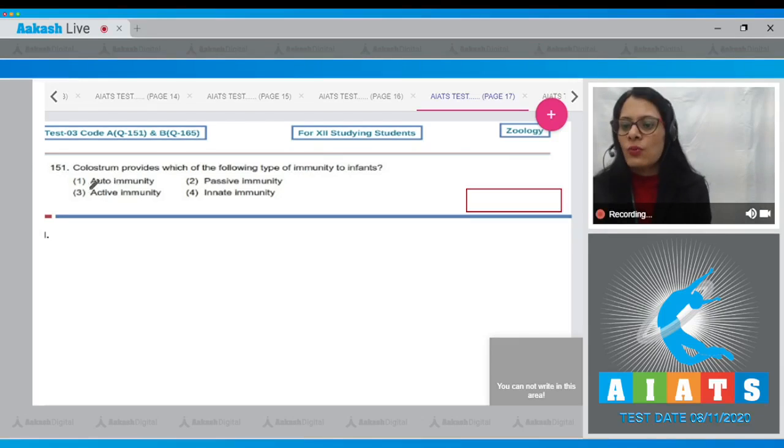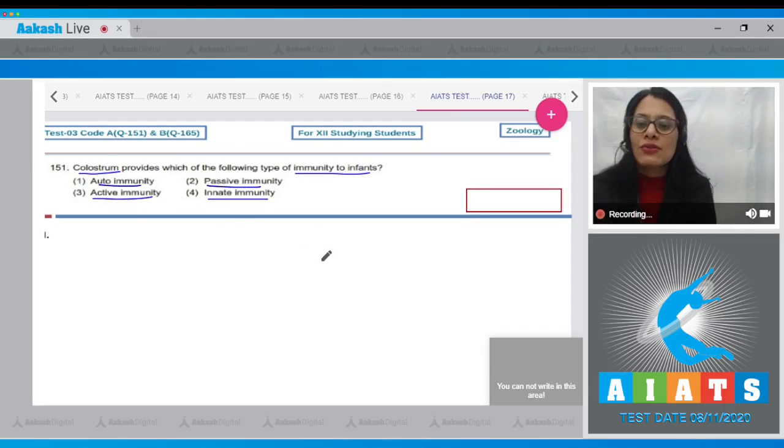Question number 151. Colostrum provides which of the following type of immunity to infants? Options given are autoimmunity, passive immunity, active immunity, innate immunity. And the correct answer to this question is option number 2, passive immunity. Let's discuss the rest of the options.